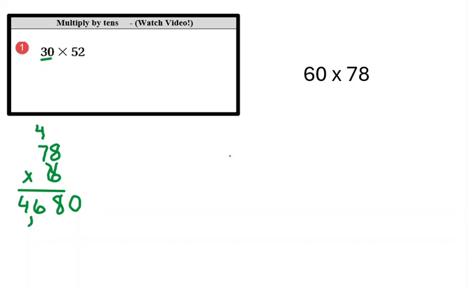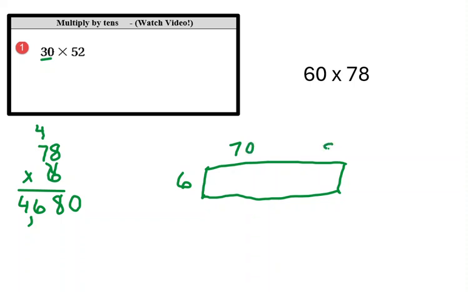All right. Now another way to do it right here is you could have used the area model method like this. You could have drawn yourself a rectangle, okay? And you could have said 60 times 78. Well, that's the same thing as 6 times 78. We'll decompose that 78 into 70 and 8. And in the end, we'll put that 0 back on again.